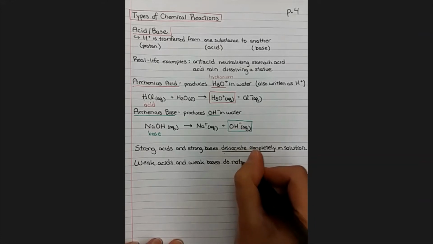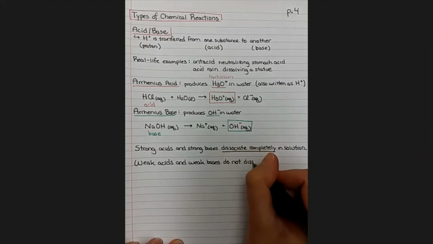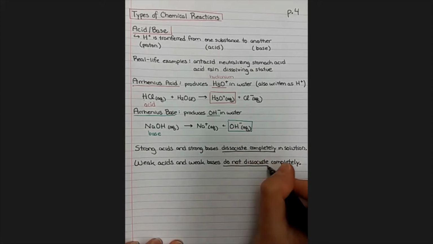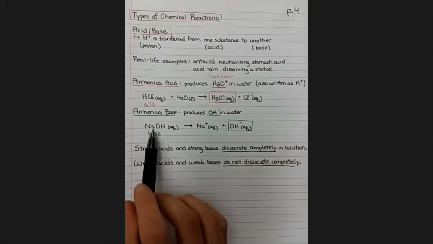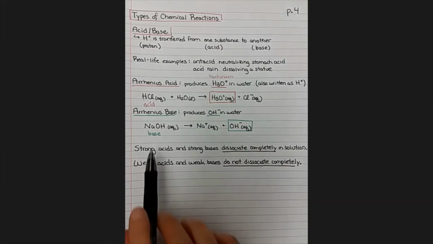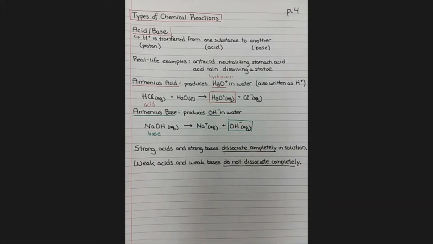So these weak compounds do not dissociate completely. They dissociate to a small amount. It depends on the acid or base. Usually it's less than 10%. So you could say about 10% of the molecules of a weak base would produce hydroxide in solution, and the rest of them, the other 90%, would just remain as that ion in solution.